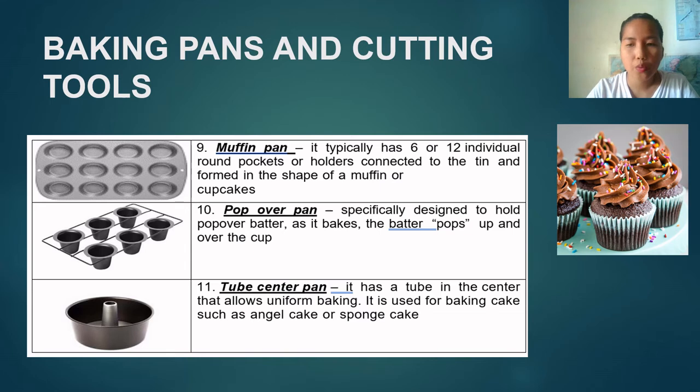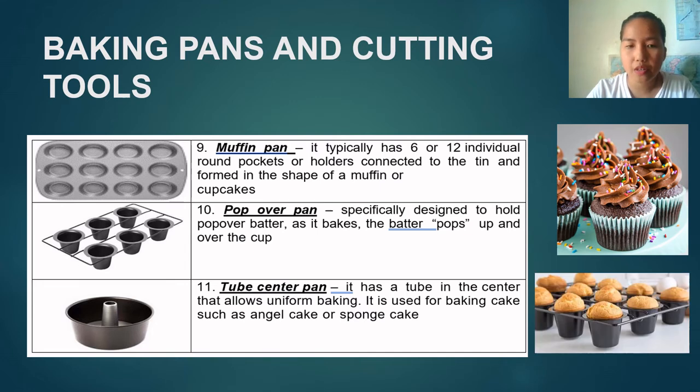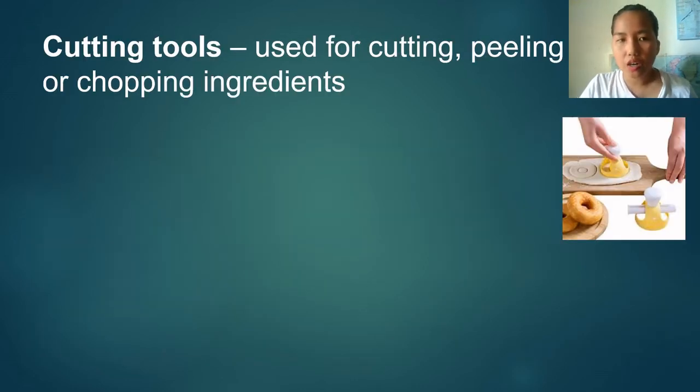Along with the muffin pan, we also have the popover pan, used to hold popover batter and bake popovers, just like this one. Next is the tube center pan, used in baking chiffon cake, sponge cake, and angel cake. It is called that because it has a tube in the center. Again, those are the 11 baking pans, so you can review them in your module.